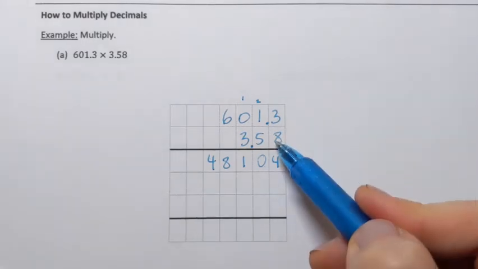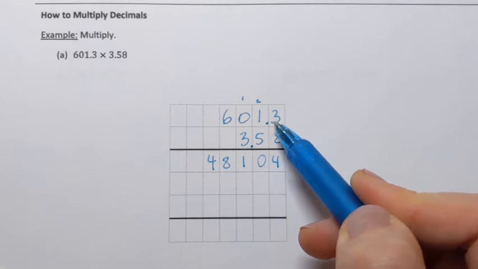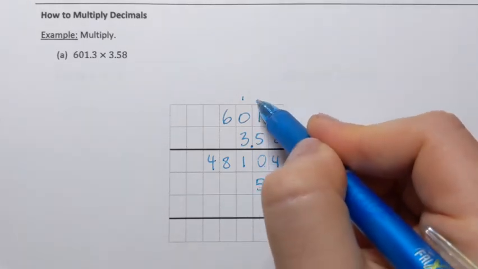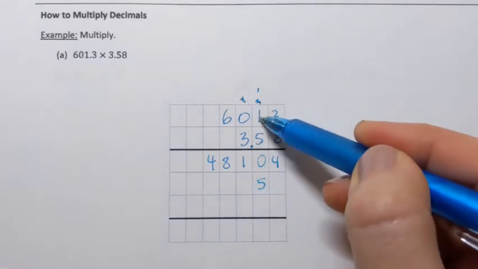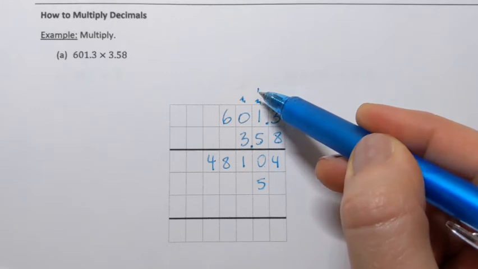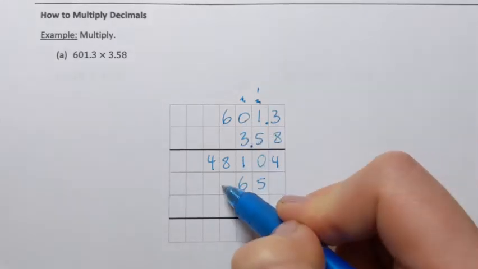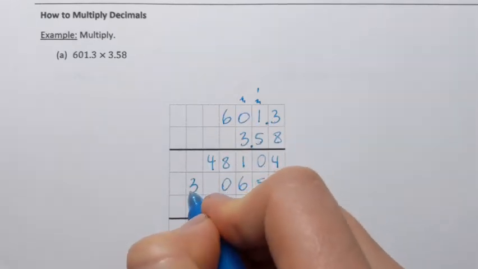Okay, now I move on to the next digit, 5. 5 times 3, that's 15. I'm writing 5 and I'm carrying over 1. Okay, I'm gonna scratch those numbers. 5 times 1 is 5 plus 1, that's 6. 5 times 0 is 0. 5 times 6 is 30.